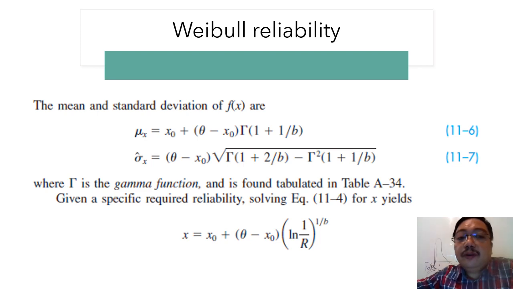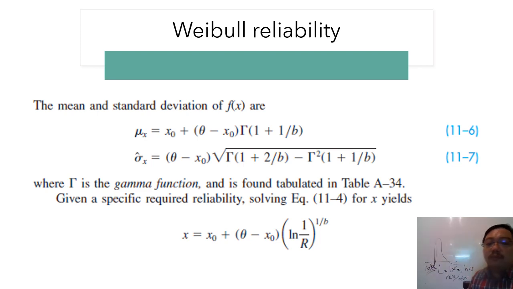With the derivative, the mean and standard deviation of f(x) are given by mu x equals x naught plus the Euler gamma function expression. The symbol Gamma is the gamma function, found tabulated in Table A-34. It is better that you have the textbook with you; better you purchase this textbook.